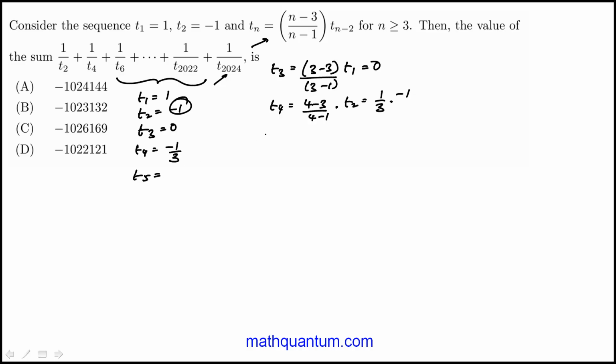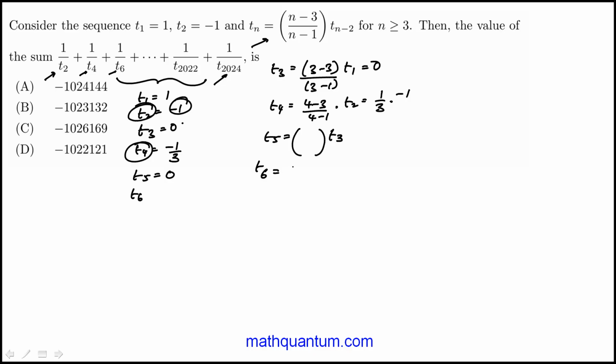Then T5, you'll see, because T5, we're relating it to T3, and T3 is 0. So T5 will also be 0. T6, and that's why I think you see the even terms here. We really just need to focus on T2, T4, T6. All the odd terms will be 0.